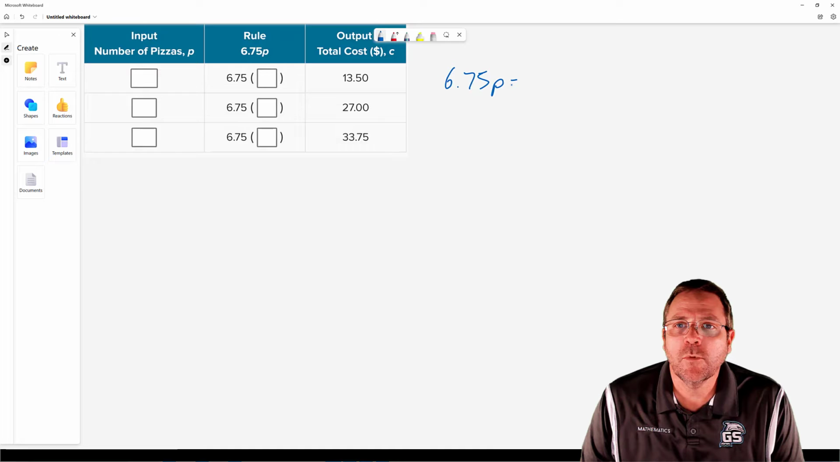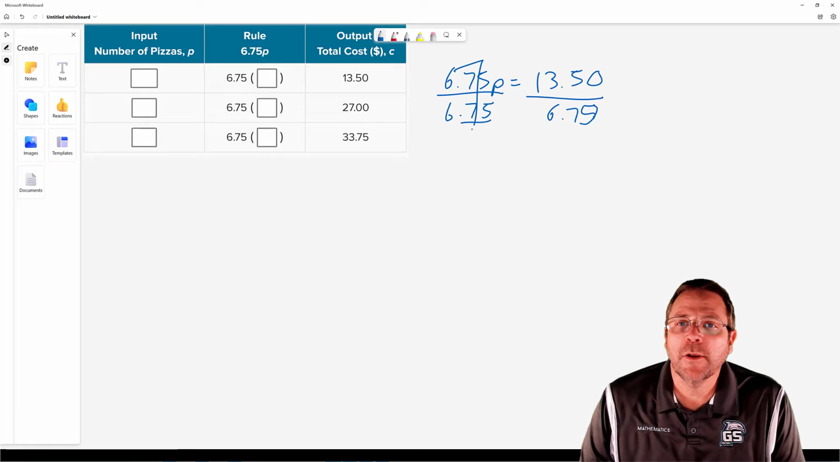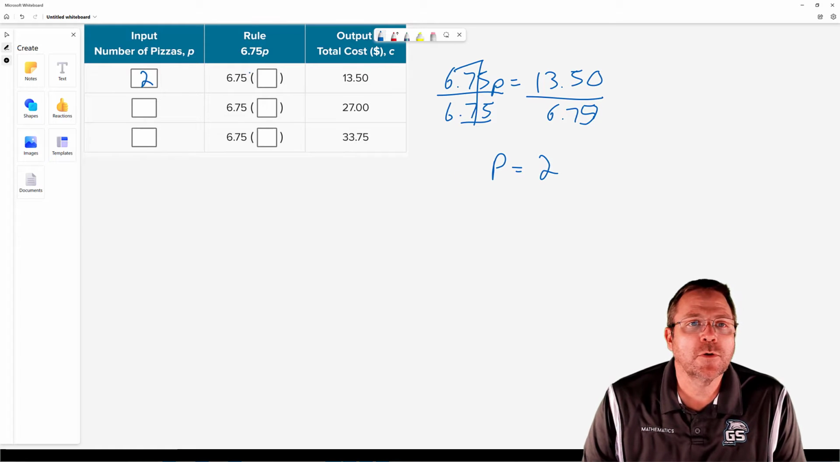$6.75 times the number of pizzas is equal to, well, for the first problem, it's going to be $13.50. From here, we're going to divide both sides by 6.75. This is showing your work. Whoops, that's a 5 there. These can divide out to become 1. 1 times P is P. And when you divide these out, you're going to get 2. So for that, we put a 2 here, and we put a 2 here.